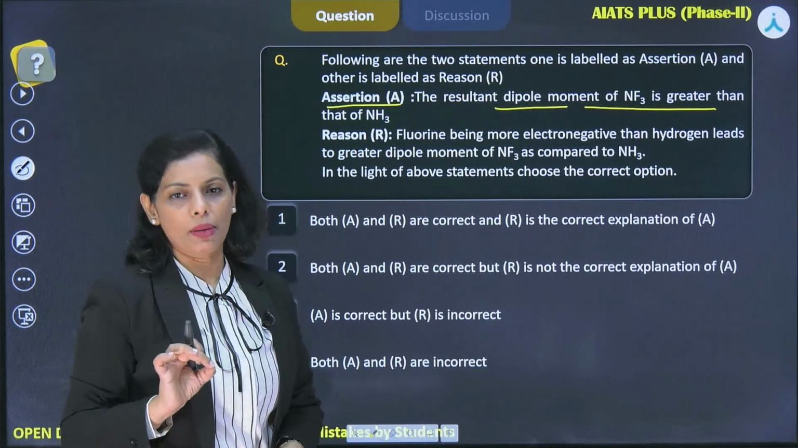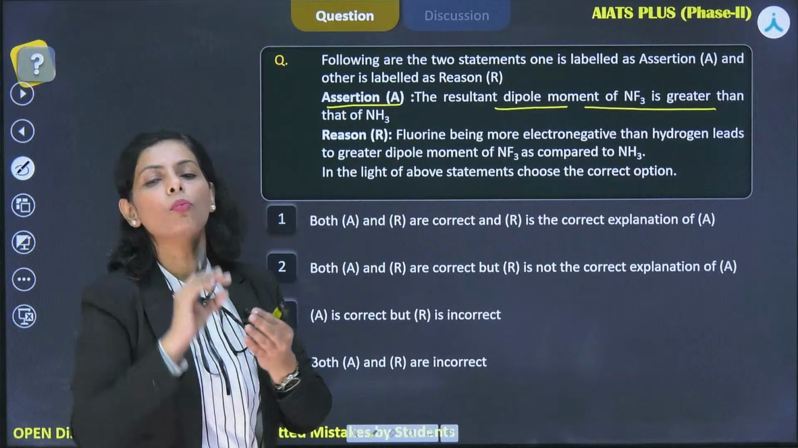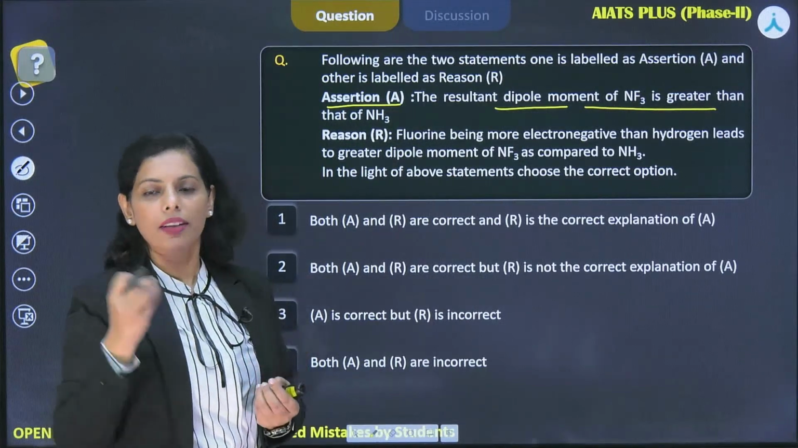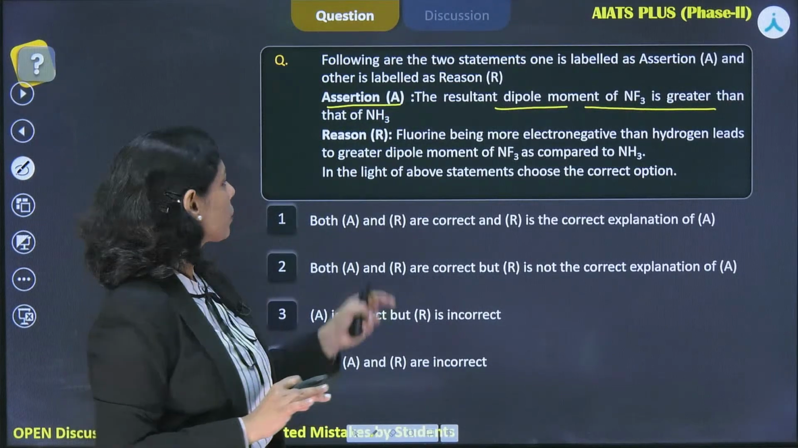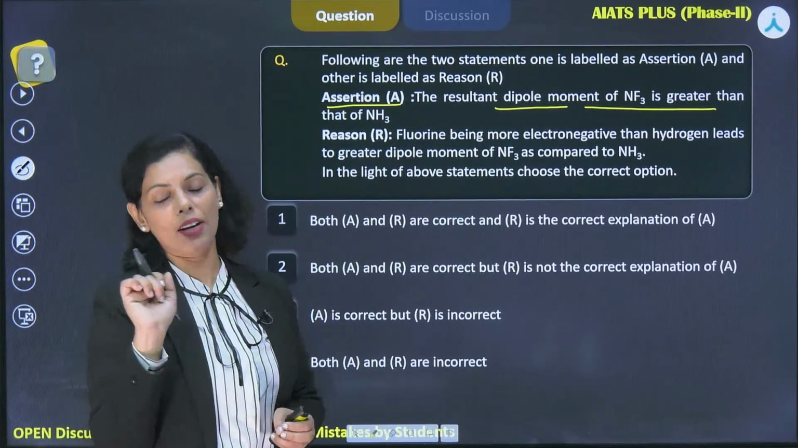Mainly from NCERT, beta. Sometimes it can be based on logical reasoning, but generally they ask from the NCERT. Right, Lakshmi? You cannot skip any line from the NCERT.